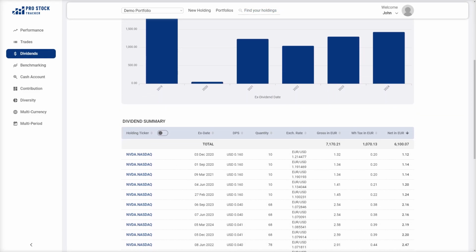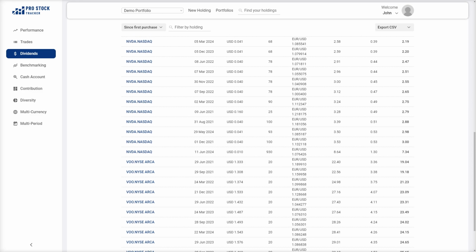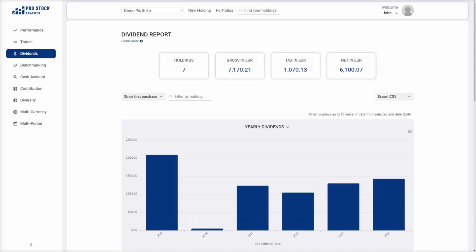That concludes our overview of the Dividend Report. Now you can track your dividend income and make informed decisions with Pro Stock Tracker.